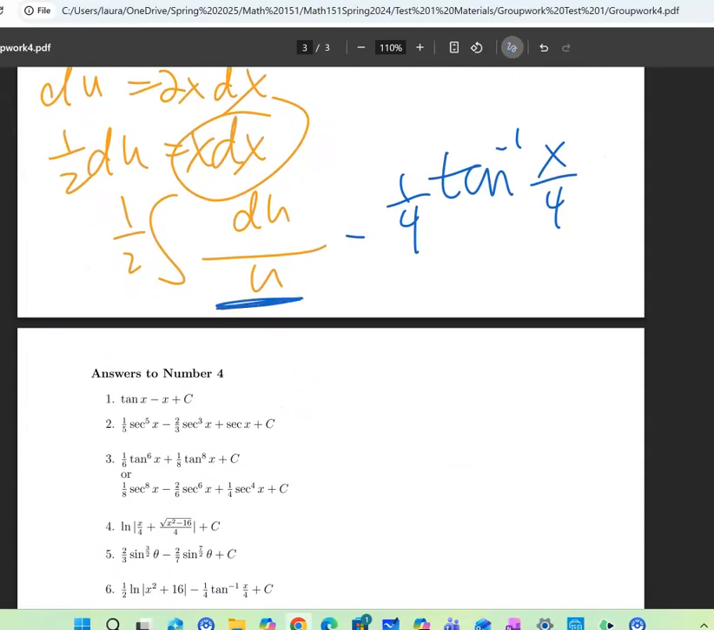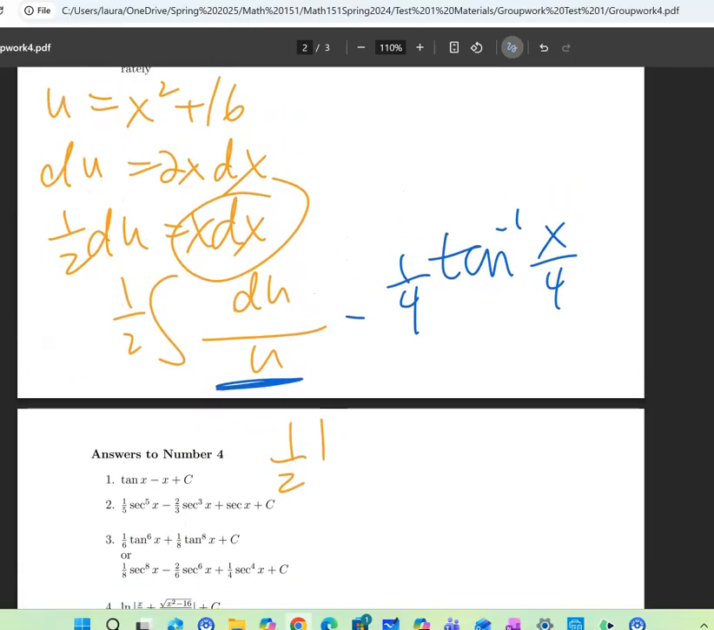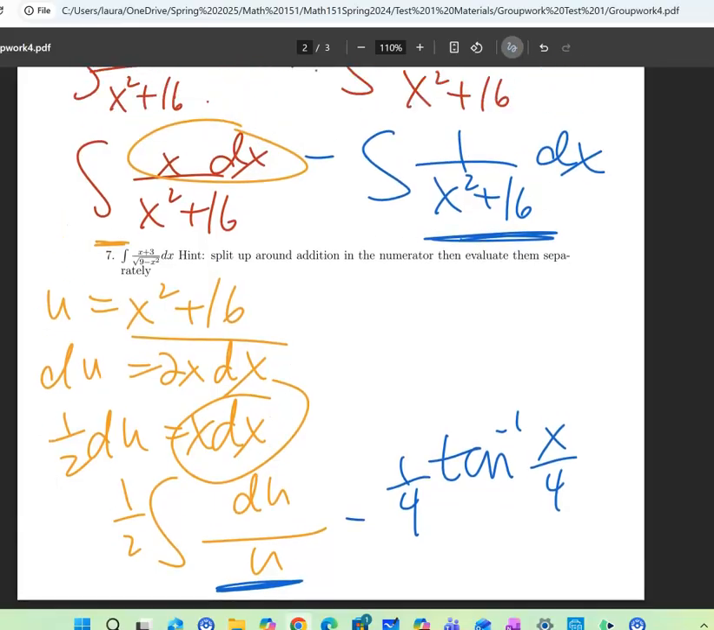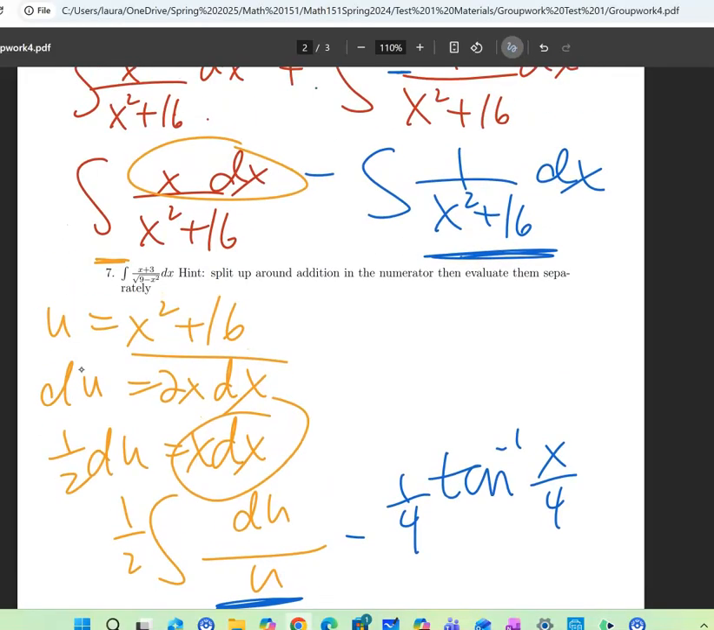This here gives me an ln, right? So I'd have 1/2 and then ln of the u, and I'm just going to take liberties here and put in the u, x squared plus 16, minus 1/4 arctangent of x over 4 plus c. Okay, that was kind of challenging. So now let's go to the next one.